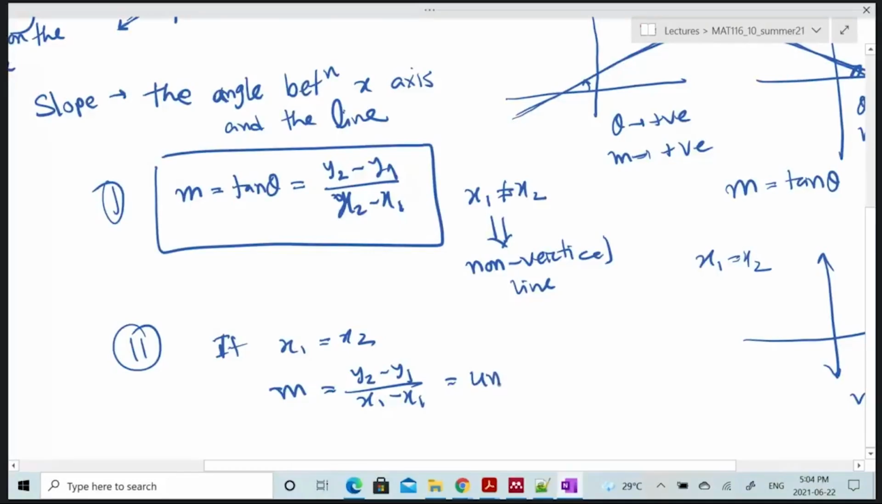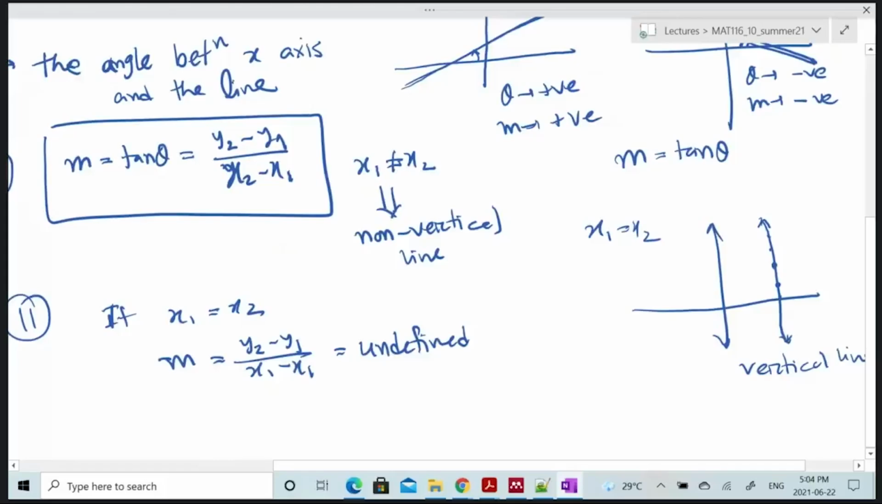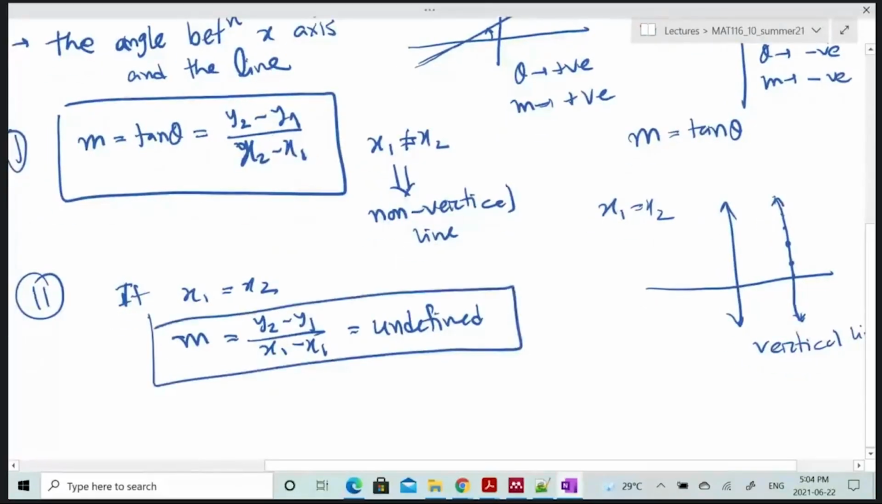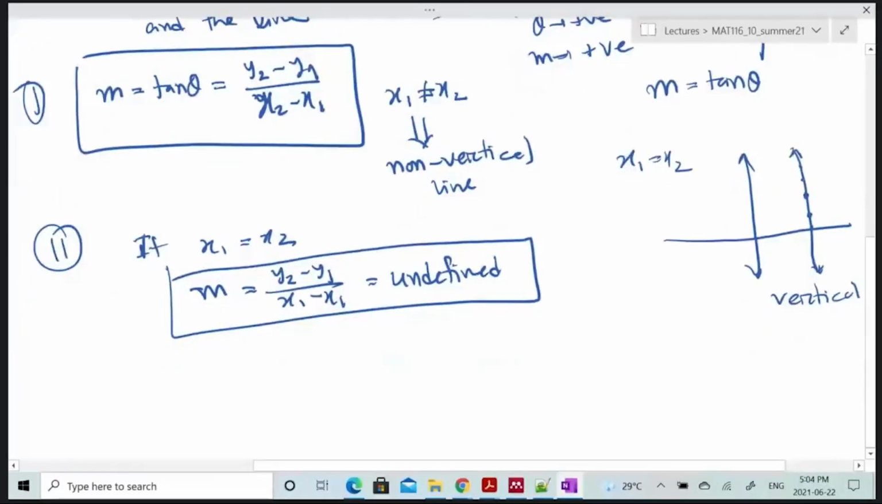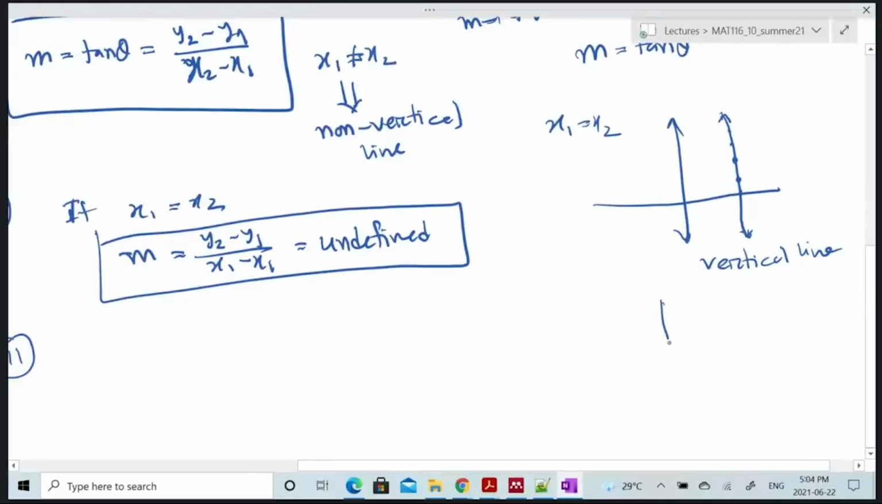So it's going to be undefined. So we can say for a vertical line, slope is undefined. So this is another point that for a vertical line, slope is undefined. And the third one, horizontal line. Now, if I draw a horizontal line, it is parallel to the x-axis. So any line parallel to the x-axis is called a horizontal line.